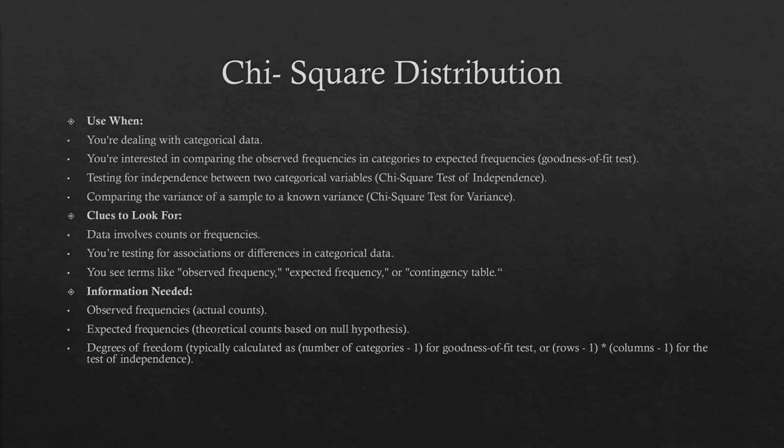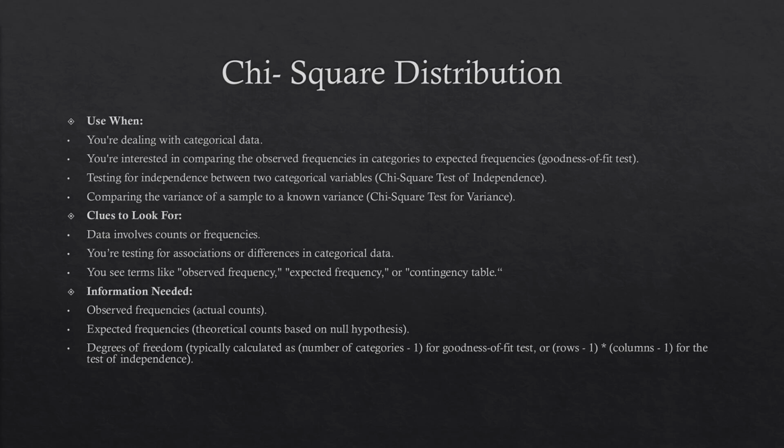So for example, we could have our colors of red, blue, and green, or just types of pets, while our ordinal data has a meaningful order or ranking, such as your education level, where you have high school, bachelor's degree, master's degree, and PhD. And then the next thing is you're interested in comparing the observed frequencies in the categories to expected frequencies. And then you also want to test for independence between the two categorical variables, because in order to use the chi-square distribution, you have to have both of your variables as independent.